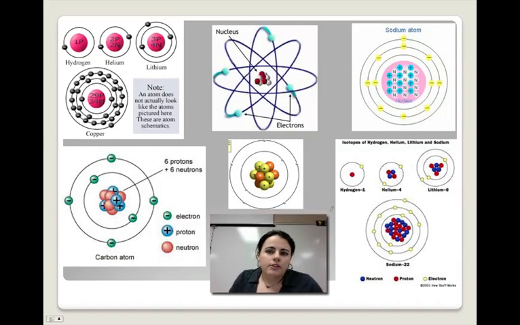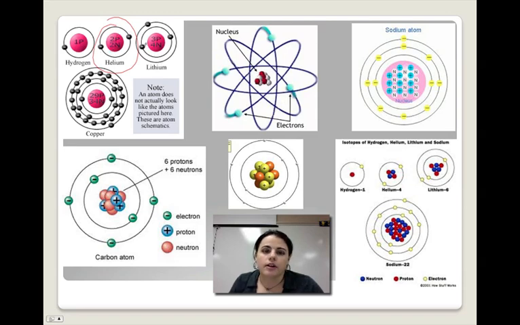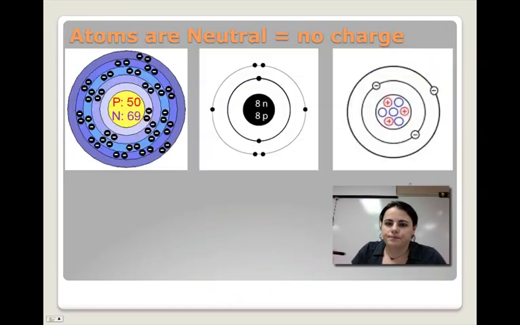Okay, here's a bunch of different ways that you could draw them. But you should always notice that the protons and the electrons are the same. So in this example of helium right here, there are 2 protons, there are 2 electrons. In lithium, there are 3 protons, there are 3 electrons. And if you look at lithium and you add up the 3 protons and 4 neutrons, you should know that the mass is 7. So, again, lots of different ways to draw them. It's really a personal preference.